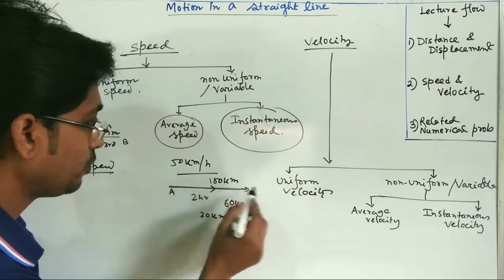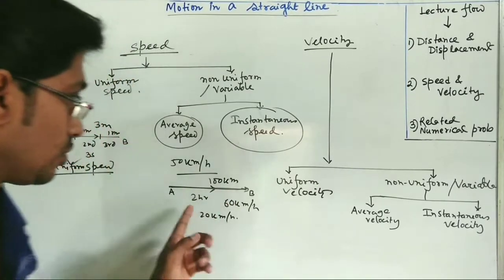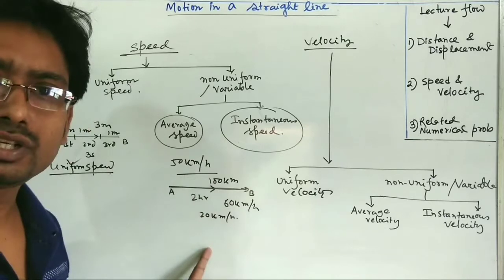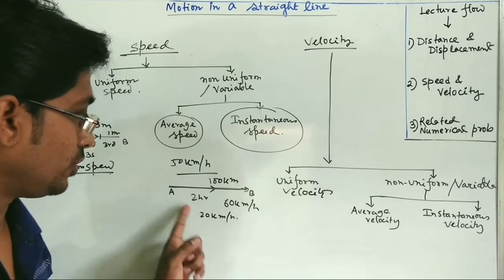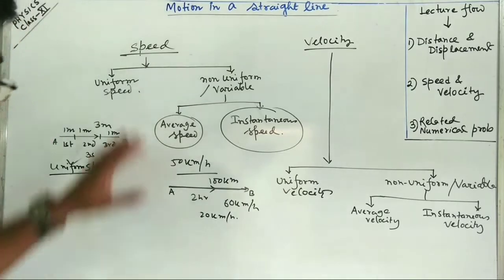So from A to B the total distance is 100 km and we have traveled that in 2 hours. So on an average it is 50 km per hour, but as I told you, in each and every interval of time, it was not 50 km per hour. So that is average speed.